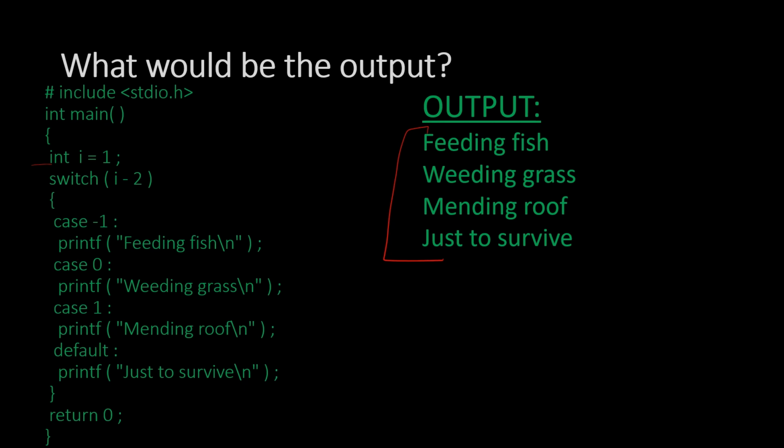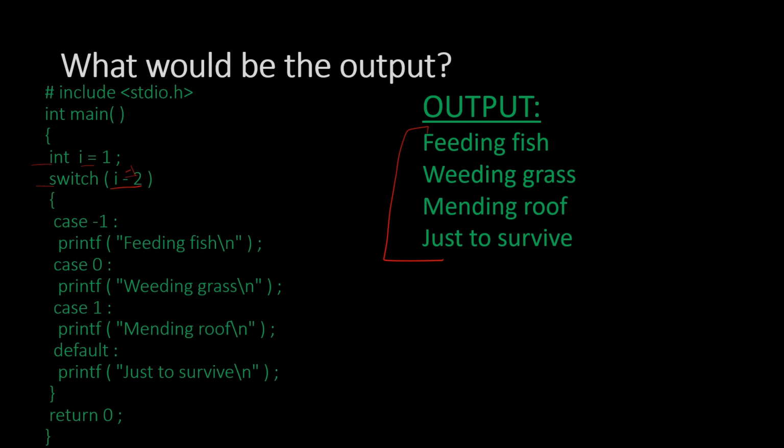int i = 1. Then we have the next statement as switch (i - 2). First, this expression gets evaluated. So i is 1, minus 2, the result is -1. So this becomes switch (-1).